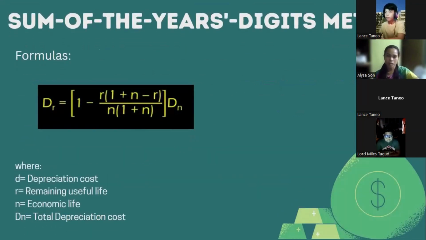This formula came from the arithmetic progression, where D is equal to depreciation cost, R is remaining useful life, N is equal to economic life, Dn is total depreciation cost. D is equal to 1 minus R times 1 plus N minus R over N times 1 plus N times Dn.